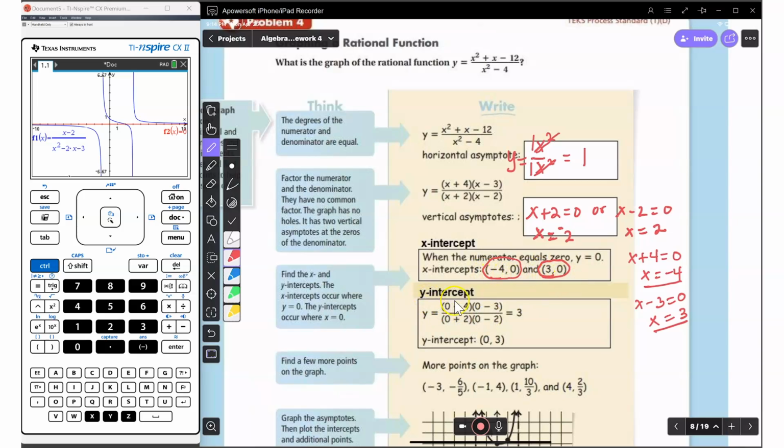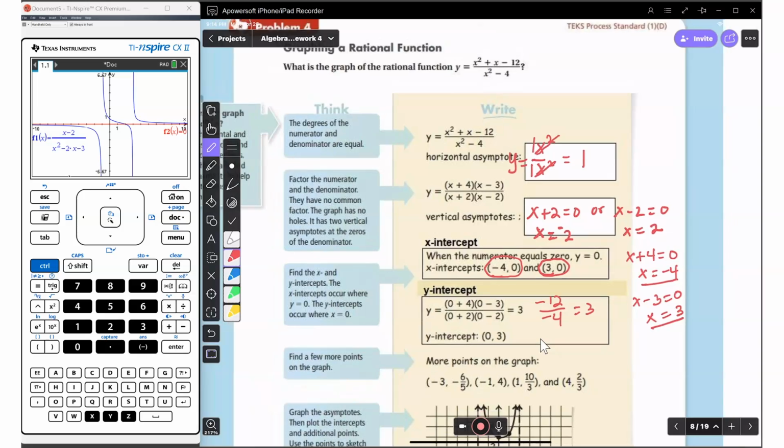Your y-intercept, all you have to do is replace the x with 0. So you have 4 times negative 3 is negative 12. So it's negative 12 divided by negative 4, which gives us 3. Well, that's how you got 3.